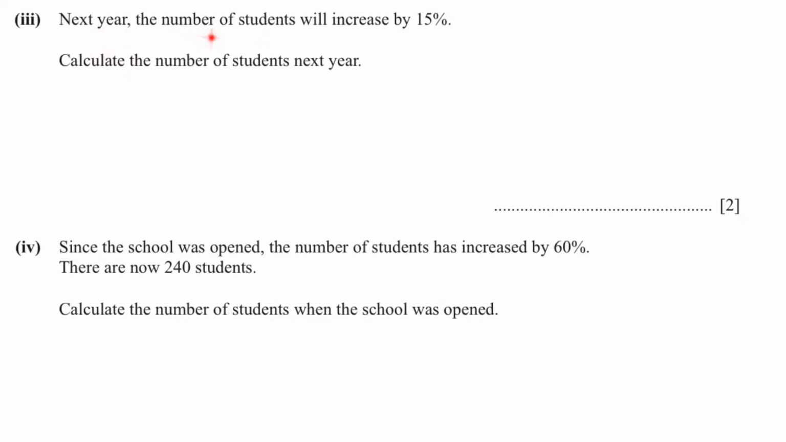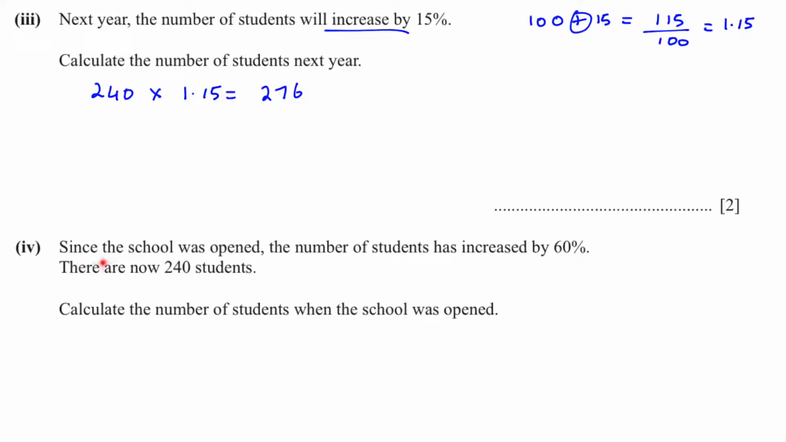3. Next year, the number of students will increase by 15%. Calculate the number of students next year. Because it is increase, add 15 to 100 and then divide by 100. You will get 1.15. If it was a decrease, put a negative sign here. The number of students this year we have is 240. Multiply by 1.15 will give you the number of students next year when increased by 15%, and that will be 276.